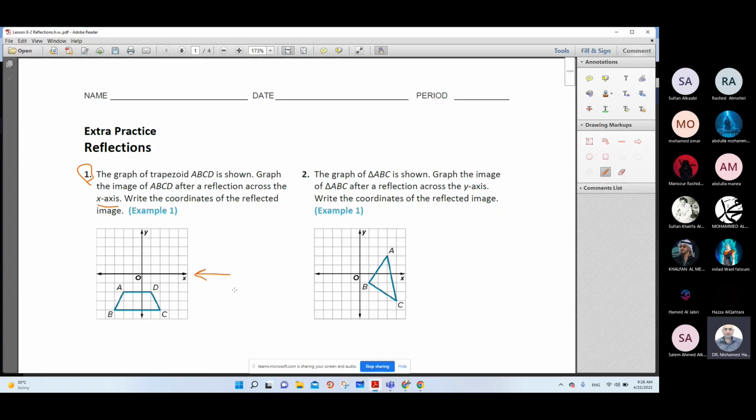How to find the image? Start from A. Count how many units. What is the distance between A and the line? We have 2 units. So take 2 units up. So this is A prime.